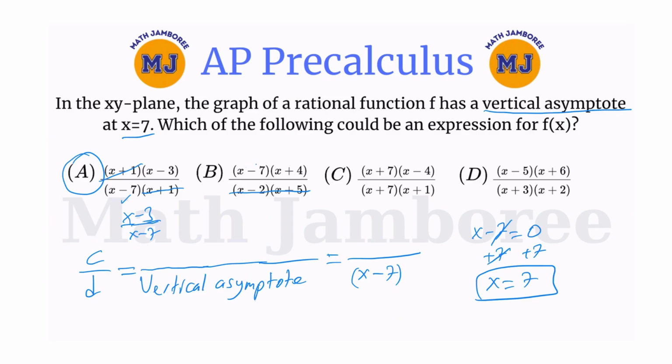The other choice doesn't have x minus 7 in the denominator. It does have it in the numerator, but no, that's not the place we're looking for. That's why it's not the answer. X plus 7 is something different than x minus 7. And in choice D, we don't have x minus 7 in the denominator. So that's why choice D will not be the answer. Choice A is the answer for this specific question.